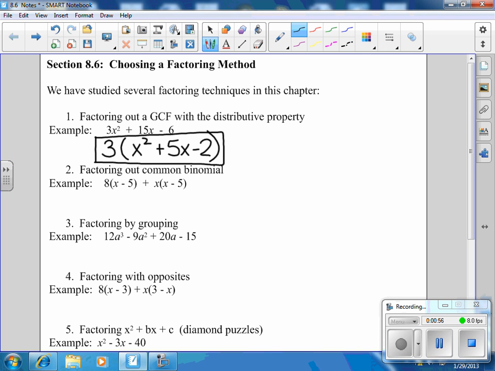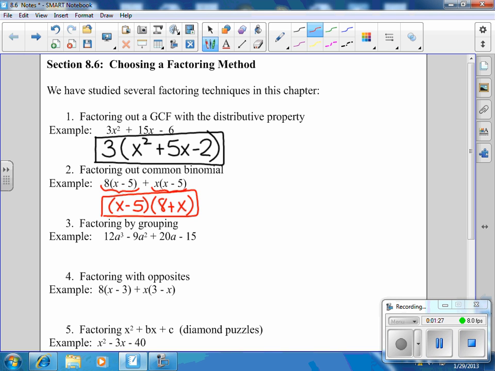The second thing that we did was factoring out a common binomial. So this is still kind of a GCF because remember this was one term and this was another term, and both of those terms have an x minus 5 that we can take out. And when we factor that out, we're left with 8 plus x. So that was all in one section. And then we did grouping, the opposites, and the whole diamond puzzle thing.